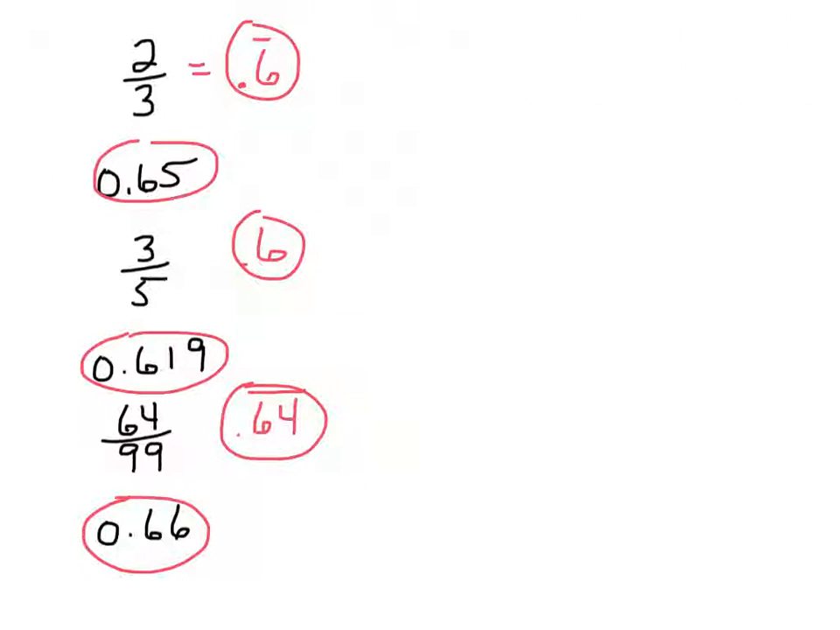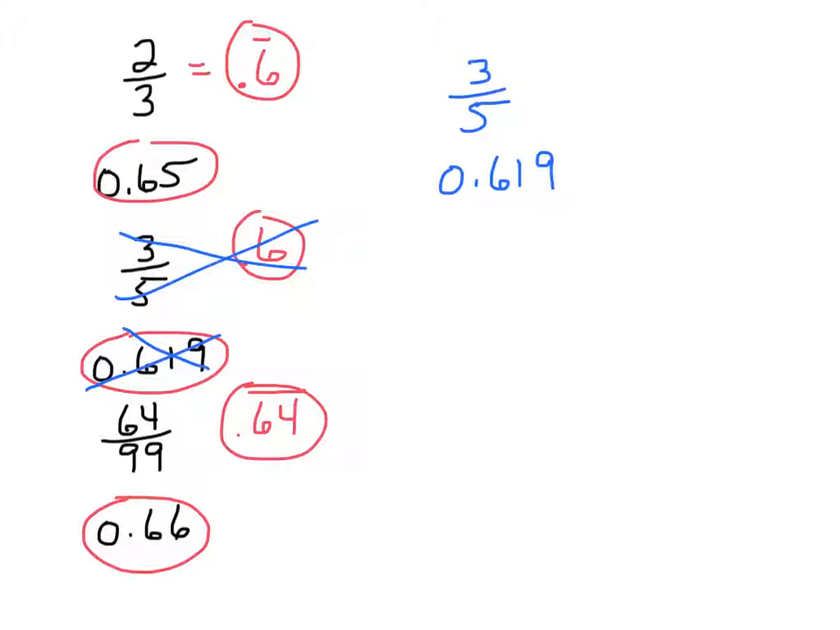All of them have a 6 in the tenths place. So the smallest number that I have is just 3/5 because it is just a 0.6 in the tenths place. So I can cross that one out. The next smallest number that I have is 0.619 because it has a 1 in the hundredths place.